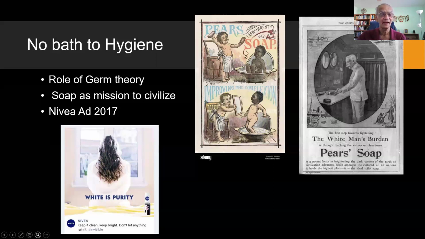And one would think that this type of commercial had ended, but the well-known company Nivea also started an ad campaign, probably directed at Iran and the Middle East, about the idea that white is purity. Within 48 hours they had a huge backlash, and they just quietly dropped the campaign. So again, infectious disease research was incorporated into the mission to civilize, the dirt and filth and all the diseases.